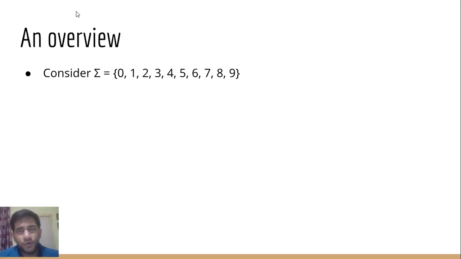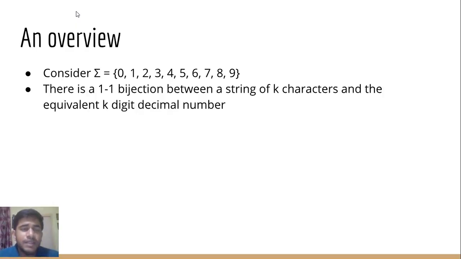Let me try to give an overview of Rabin-Karp. Consider sigma to be the set of digits 0 to 9. Note that there is a 1-1 bijection between a string formed from these characters and the equivalent decimal digit number. So for example, the string formed by the characters 3210 is equivalent to the decimal number 3210. That's what this statement means.